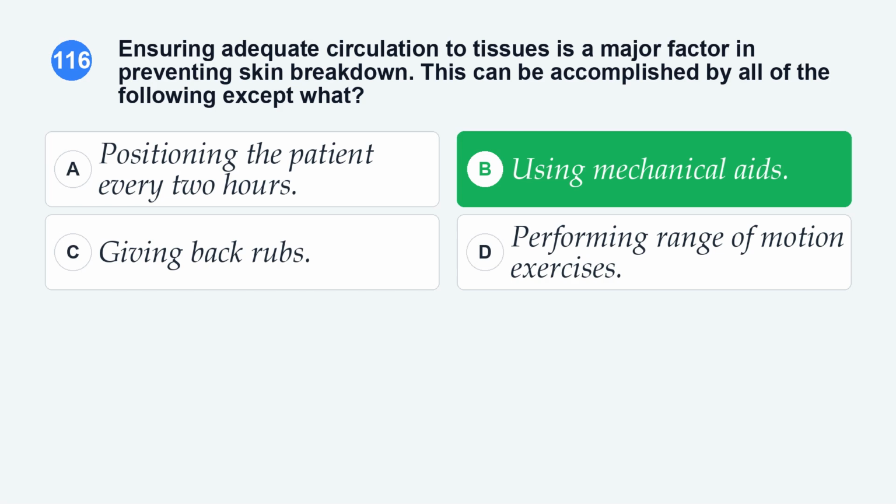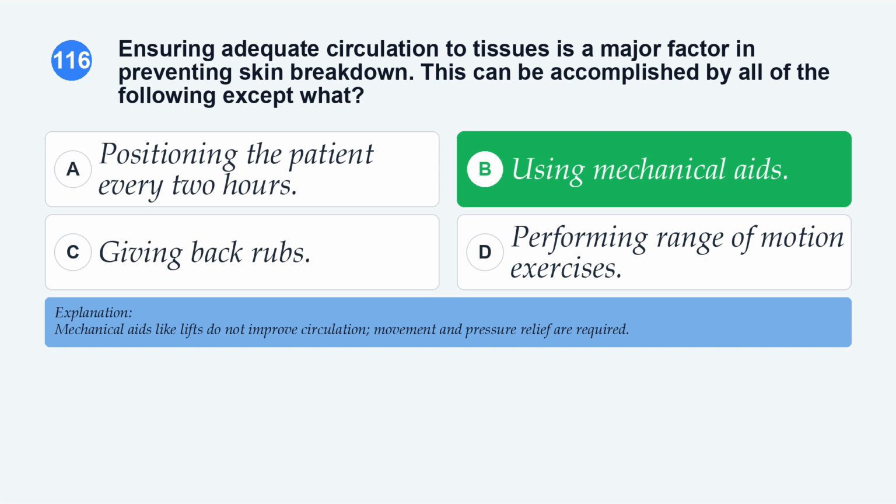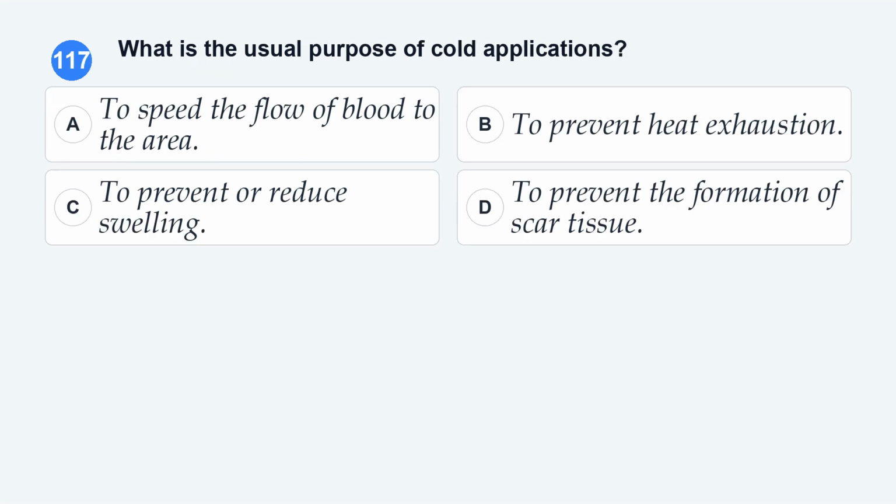The correct answer is option B, using mechanical aids. Explanation. Mechanical aids like lifts do not improve circulation, movement and pressure relief are required. Question 117. What is the usual purpose of cold applications?